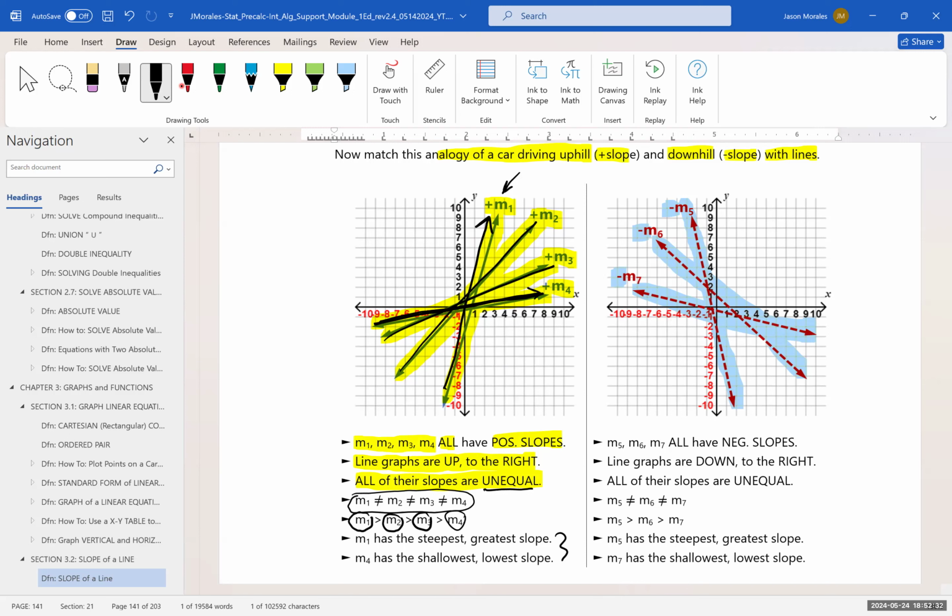Now here on the right-hand side, lines 5, 6, and 7 all have negative slopes. They all go down and to the right. All of their slopes are unequal. This is another way of saying that they're unequal. Line 5 has the steepest slope. So that was this one. This has the steepest, highest magnitude slope. Line 6 is the next lowest, and line 7 is the lowest. It has a gradual descent.